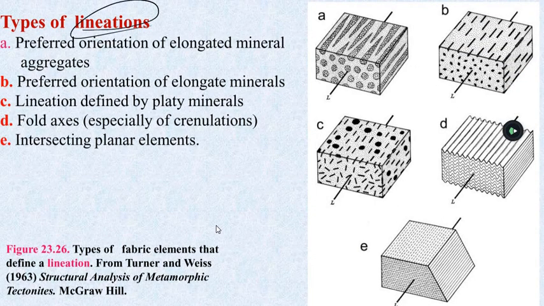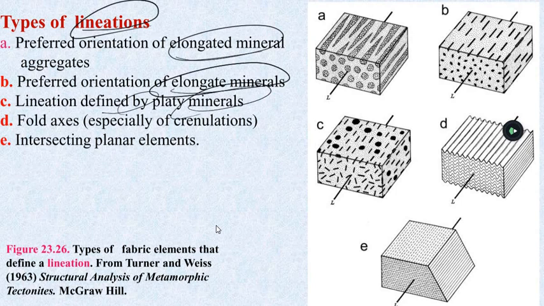What are the types of lineation? Preferred orientation of elongate mineral aggregates, preferred orientation of elongate minerals, lineation defined by some of the platy minerals, and fold axis as lineation, that is called crenulation, and intersecting planar elements. So these are some of the types of lineation. Clear?